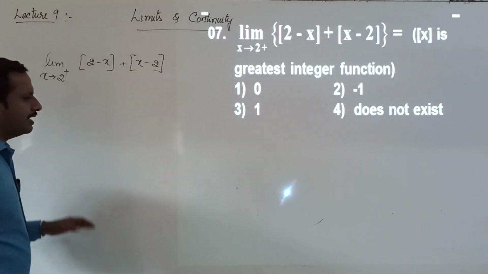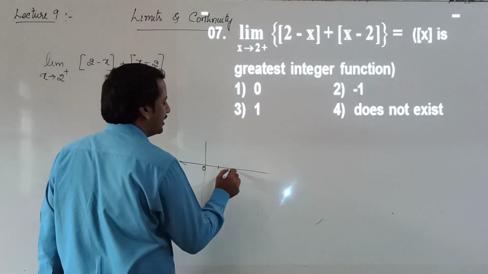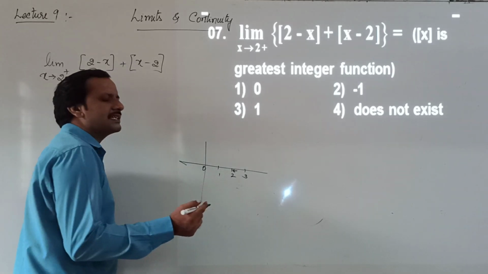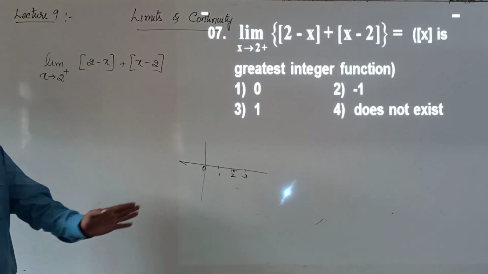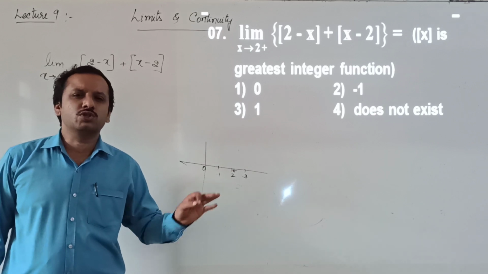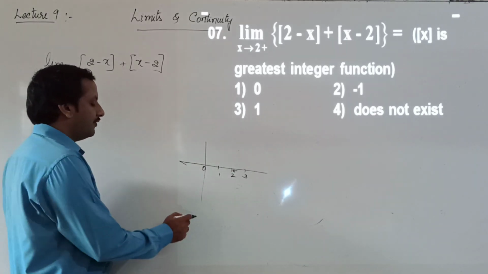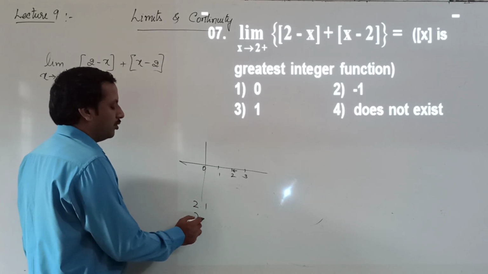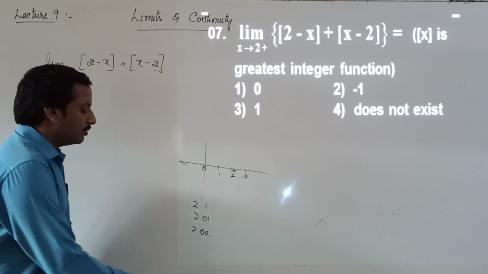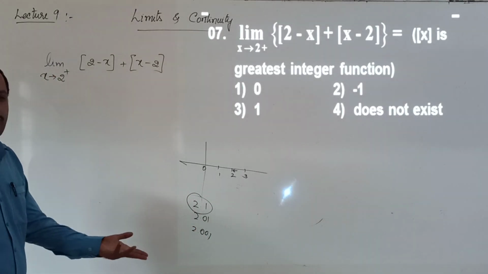Okay. So when I write x tends to 2 plus, this is 0, 1, 2. X tends to 2 plus means x is coming close to 2 from the right side. X is very close to 2 but greater than 2. So I can think of x as 2.1, 2.01, 2.001, etc. So you take one value, directly you take 2.1, because we are finding the right hand limit.